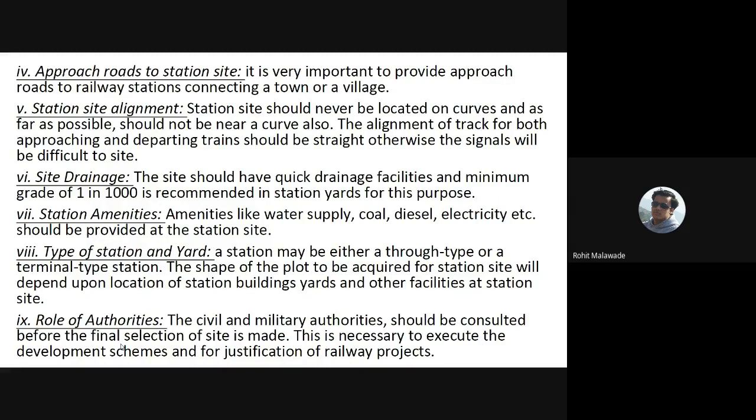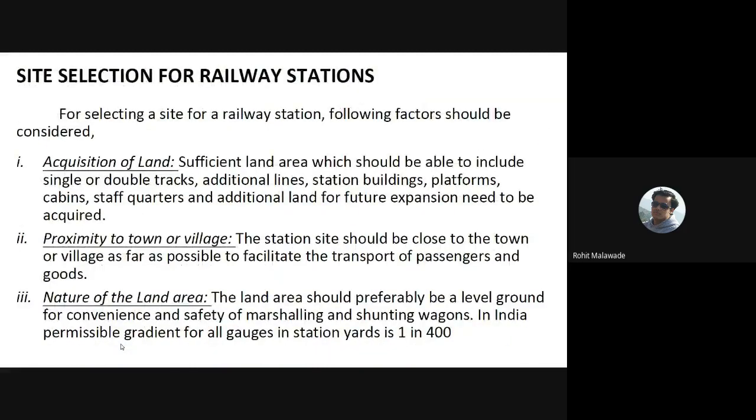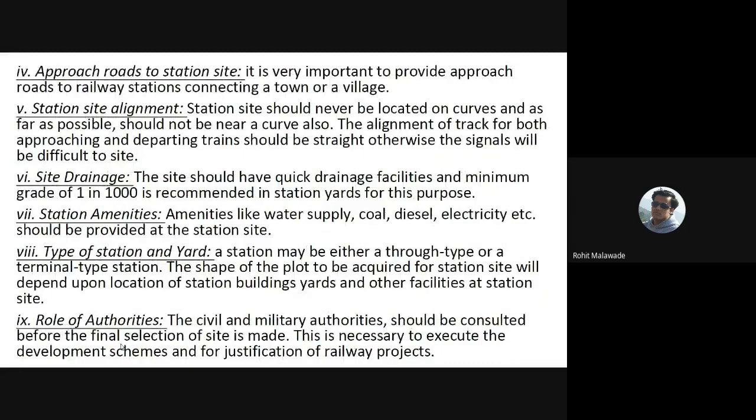So overall, in order to have the railway station, we need to have a good amount, ample amount of land available, right? It should be very near to a village or a town, right? And it should be on level ground, right? And it should be very near to the roads, right? And the station site alignment should be on a straight track, right? It should not be situated on a curved track. Proper drainage should be there, proper amenities should be there, right?